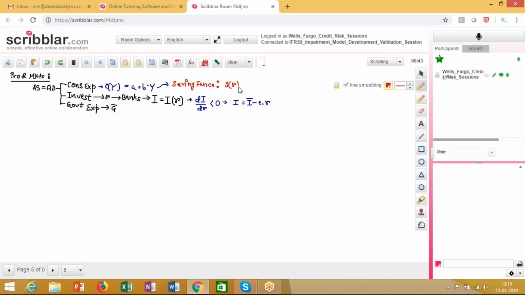So over here, what I'll have is the output Y, and over here, what we'll have is the rate of interest R. So this is output Y, and this is the rate of interest.